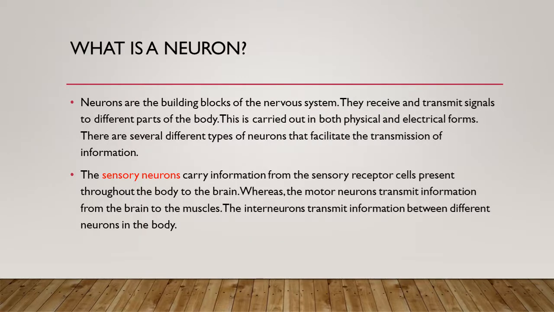What is a neuron? Neurons are the building blocks of the nervous system. They carry both physical and electrical forms of signals from the brain to the different parts of the body, so the transmission of information becomes easy. Sensory neurons carry information from the sensory receptors present throughout the body to the brain. Motor neurons transmit information from the brain to the muscles. Interneurons transmit information between different neurons in the body, interconnecting the two.